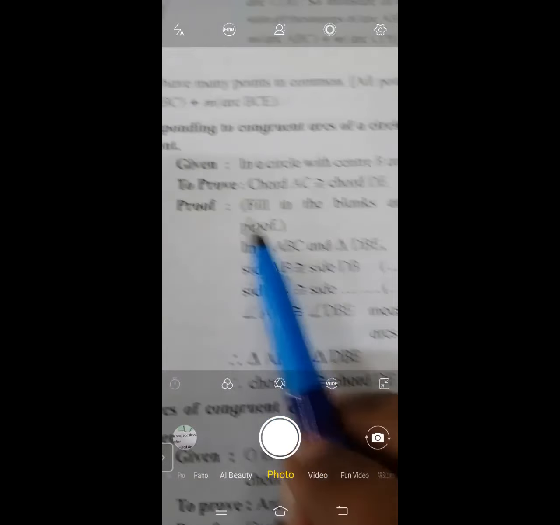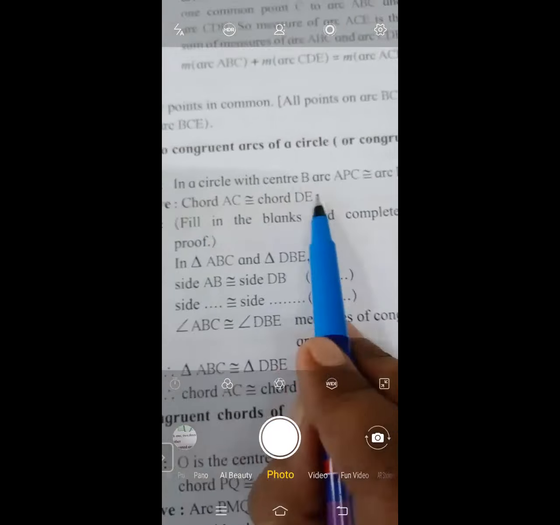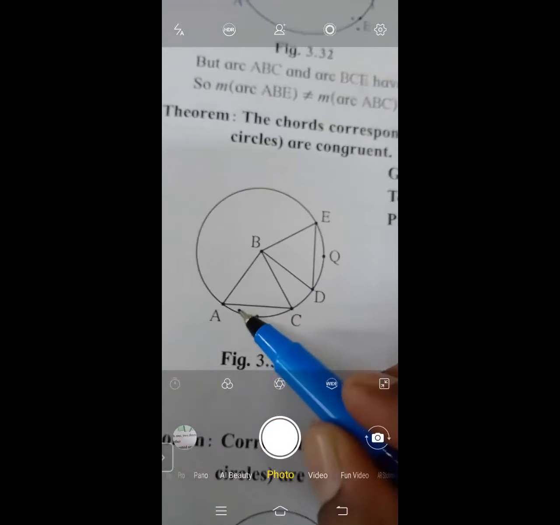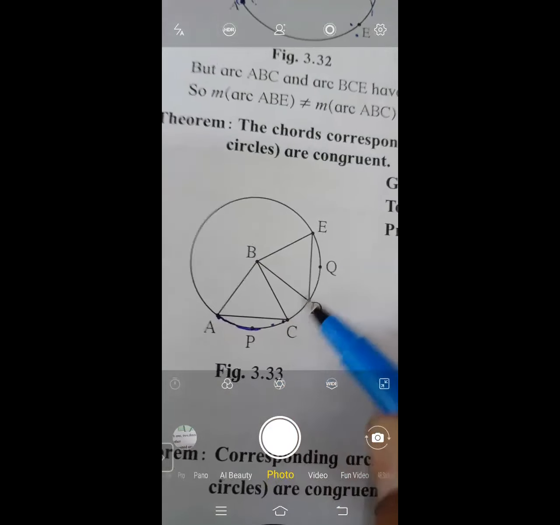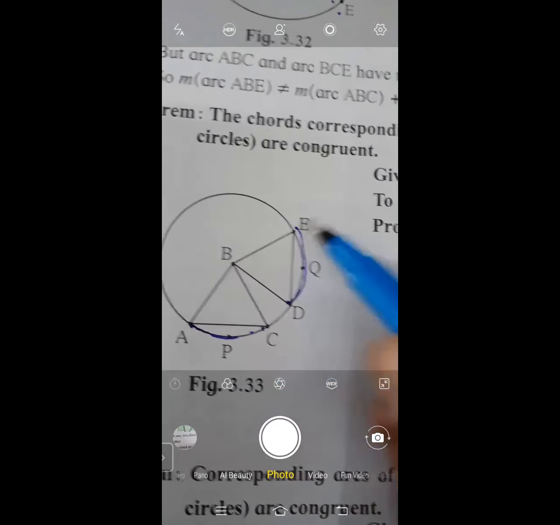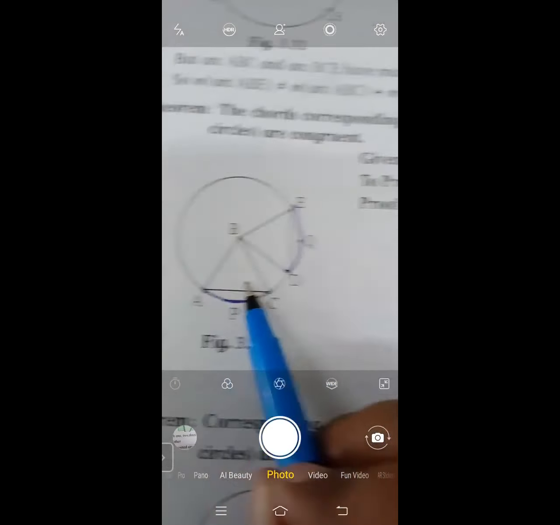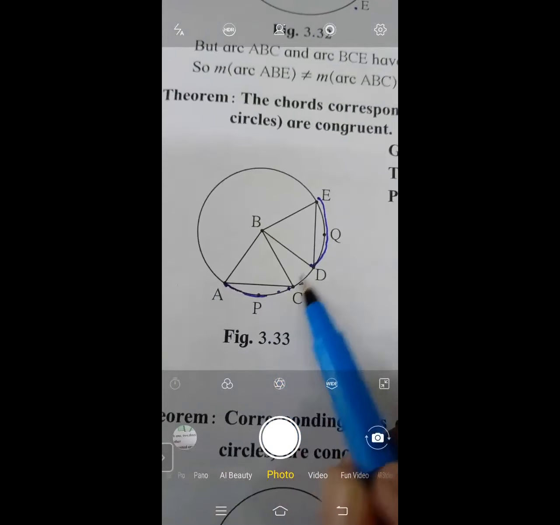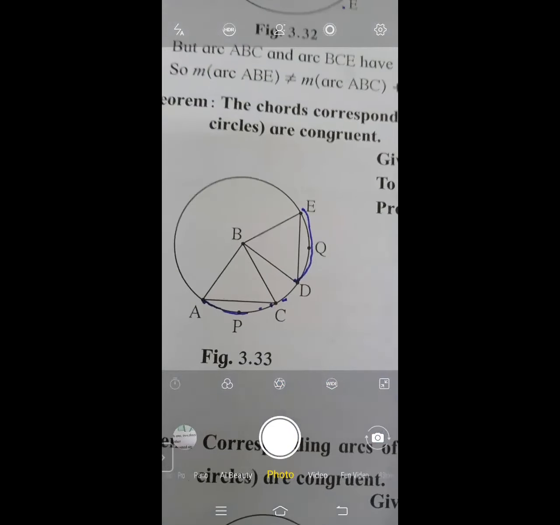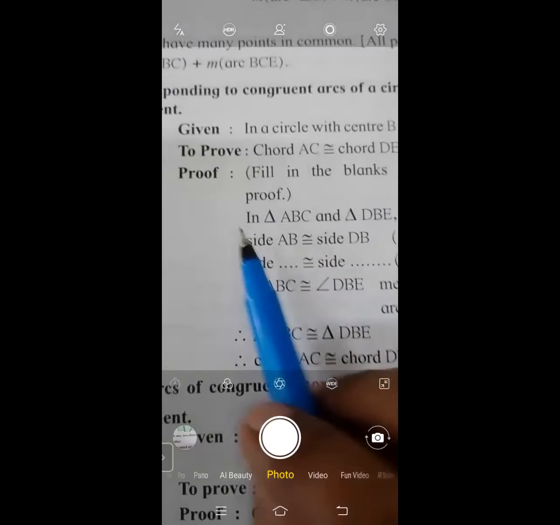So what is given? In a circle with center B, arc APC is congruent to arc DQE. You can see that these are the two arcs which are congruent, APC and DQE. To prove that chord AC is congruent to chord DE, we have to prove that segment AC is congruent to segment DE. We will go through this proof by just filling the blanks.